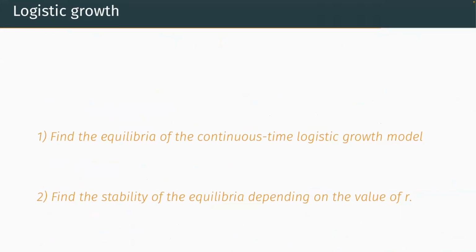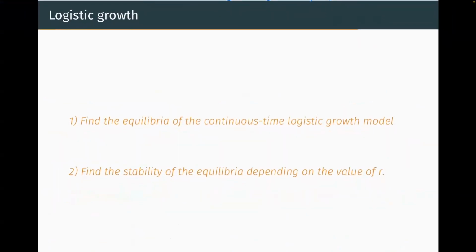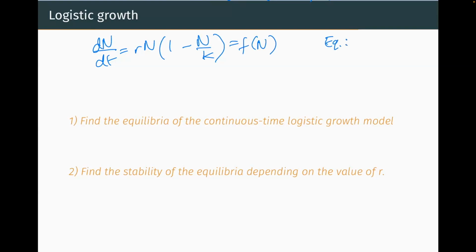Okay, an exercise for you guys to practice finding steady states and stability. So I'll just write down the logistic growth model again. dN/dt is equal to rn times 1 minus n over k. So f of n. And we have steady states or equilibria when f of n star is equal to 0. And then it is stable if f prime of n star is negative.